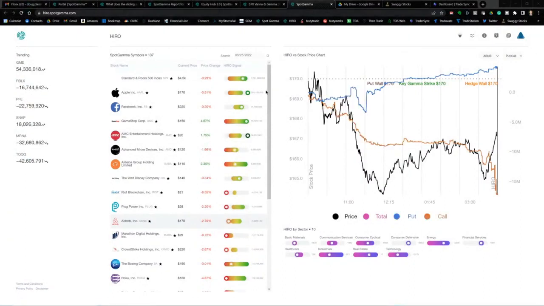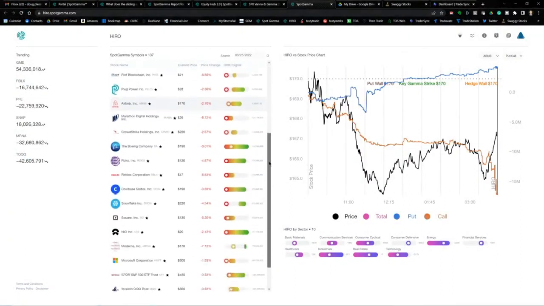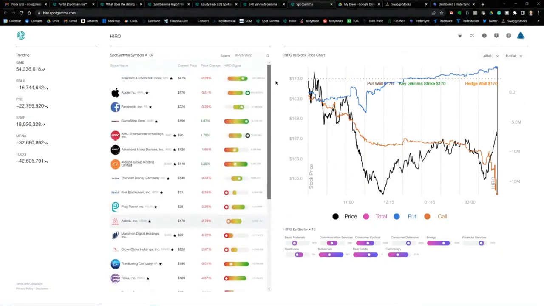So I scan through this during the day. Again, this is kind of the first version of this tool, and I think SpotGamma will of course make some enhancements as time goes on. I find this is again a game changer for me.